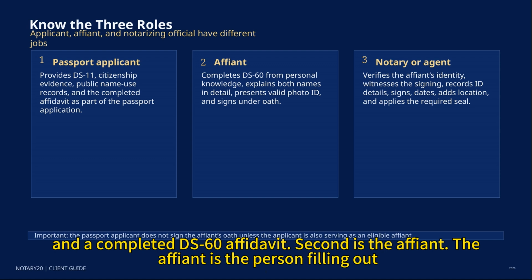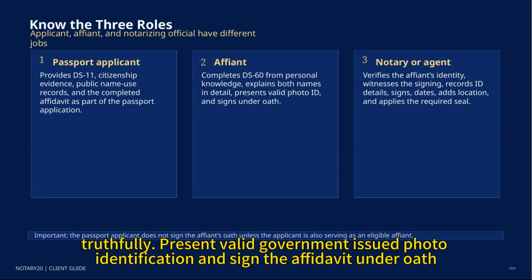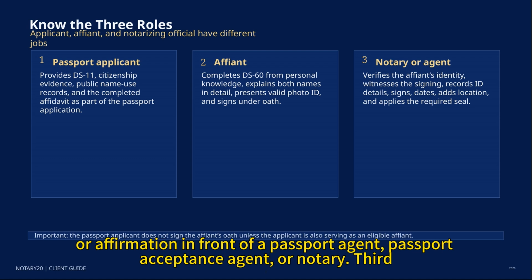The affiant is the person filling out Form DS-60. The affiant must know the applicant's name history personally, answer the questions truthfully, present valid government-issued photo identification, and sign the affidavit under oath or affirmation in front of a passport agent, passport acceptance agent, or notary.